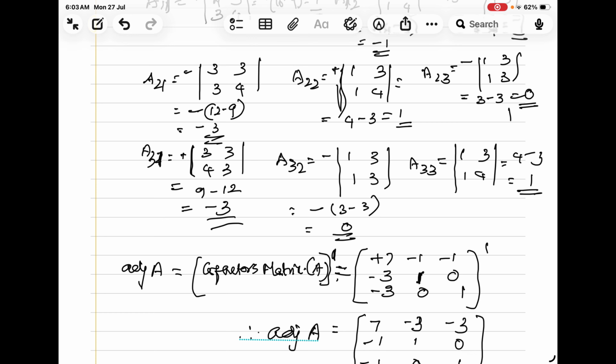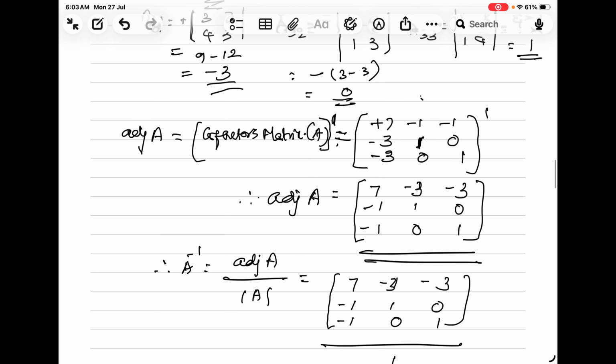A32 is equal to minus determinant 1, 3, 1, 3, that is minus of 3 minus 3, which is equal to 0. A33 is equal to positive determinant 1, 3, 1, 4, that is 4 minus 3, which is equal to 1.